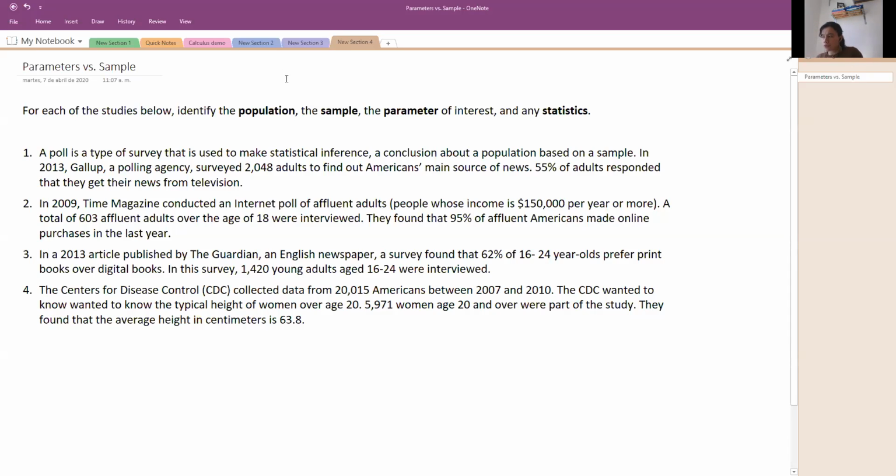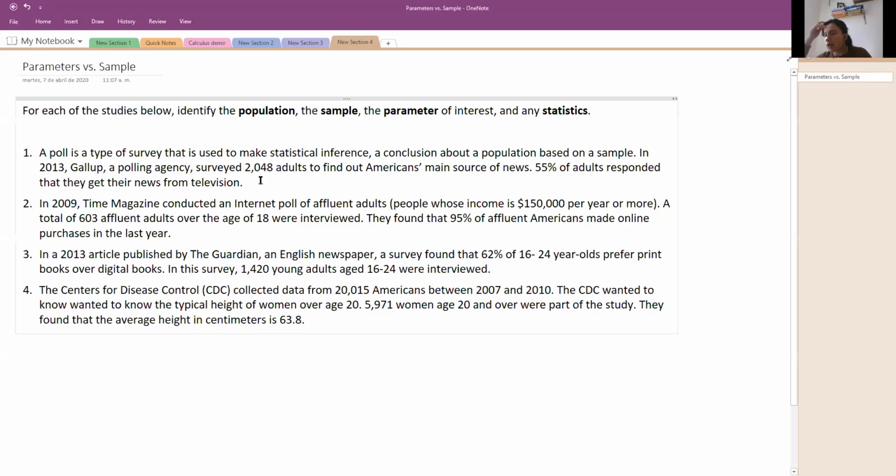Okay, so let's start talking about this. For the first example, we have a poll, which is a type of survey that is used to make statistical inference, a conclusion about a population based on a sample, right? So that's kind of what we've been talking about. In 2013, Gallup, a polling agency, surveyed 2,048 adults to find out Americans' main source of news. 55% of adults responded that they get their news from television.